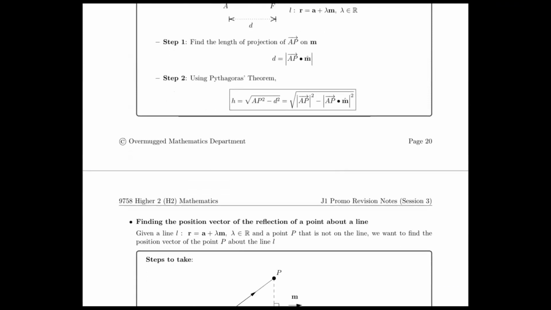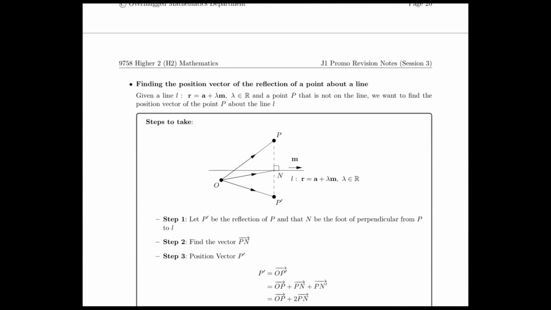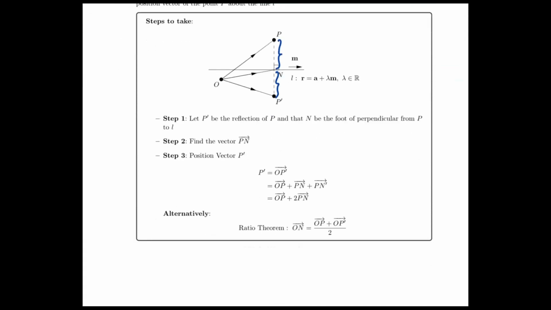Moving on, finding the position vector of a reflection. This is the concept of reflections, about a point or about a line. Remember, the distance from the point to the foot of perpendicular is the same as the distance from the foot of perpendicular to the new reflection point. The formula that people memorize is just this. This is the ratio theorem version of the formula. It's the same thing.